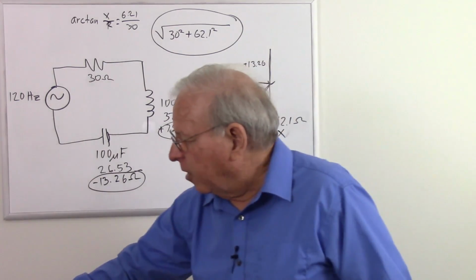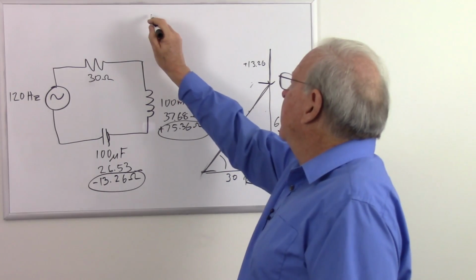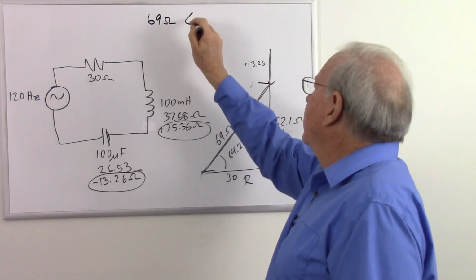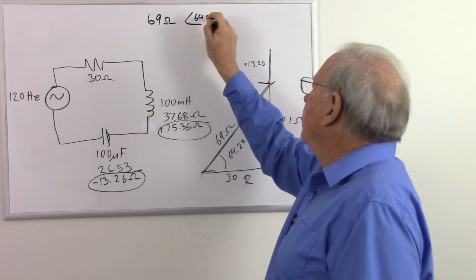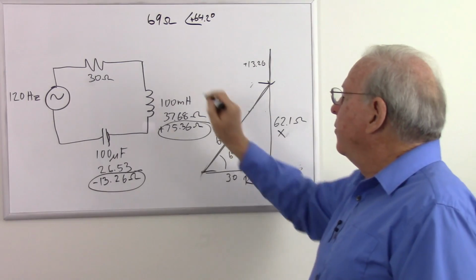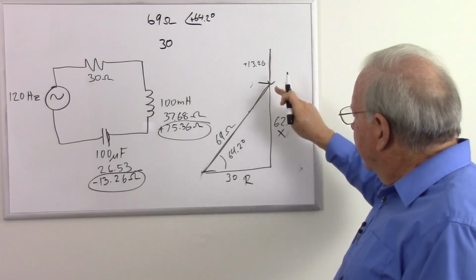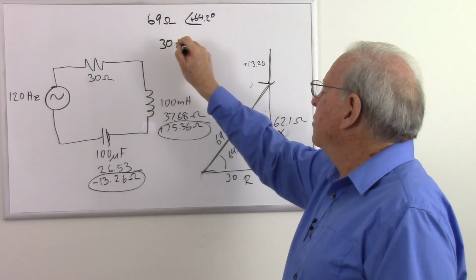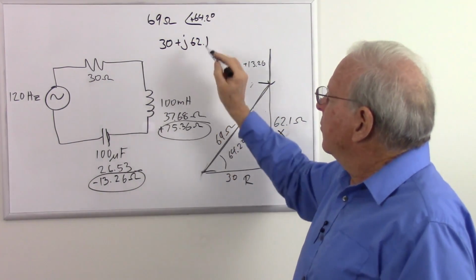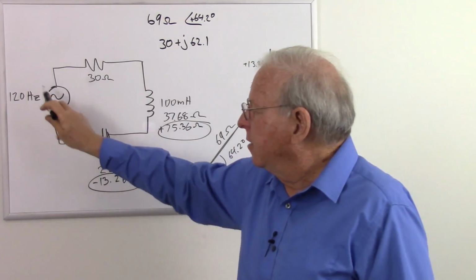64.2 degrees. So write this out in polar notation, is going to be 69 ohms with a phase angle of 64.2 degrees, positive. And what's that going to be in rectangular notation? Still 30 ohms. And it's positive reactance, so it's going to be plus J, what's this number? 62.1. So there's the impedance of the same circuit if we doubled the frequency.